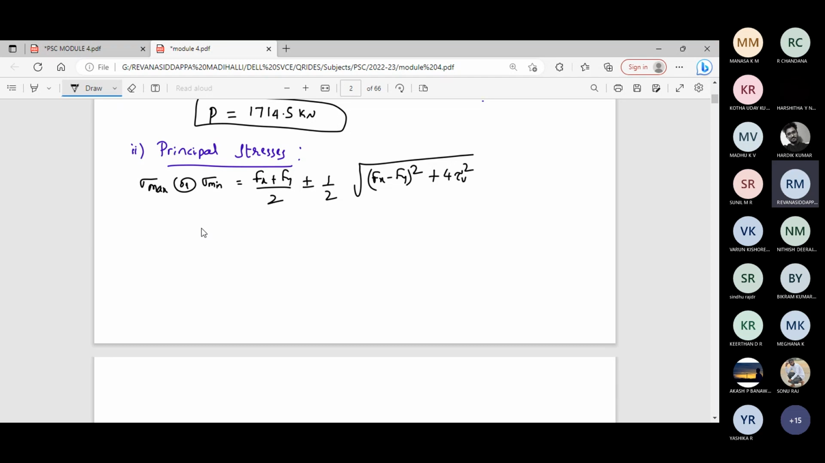Now we need Fx. Fx means stress in the x direction. Directly it is pre-stressing force divided by area. P is what we calculated just before, that is 1714.5 kilonewton. 1714.5 into 10 power 3 Newton divided by the area of cross section, which is 200 into 650. The answer that you get is Fx equal to 13.18 Newton per mm square. That is the horizontal pre-stress.